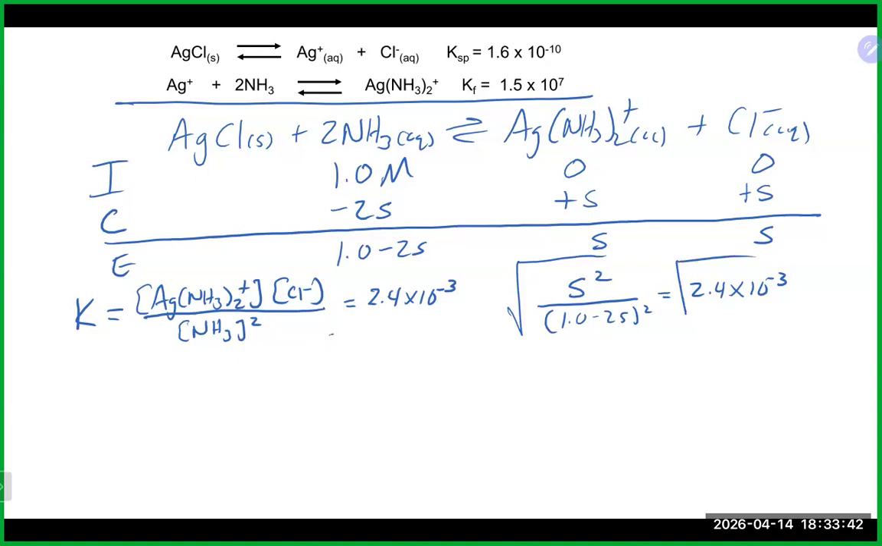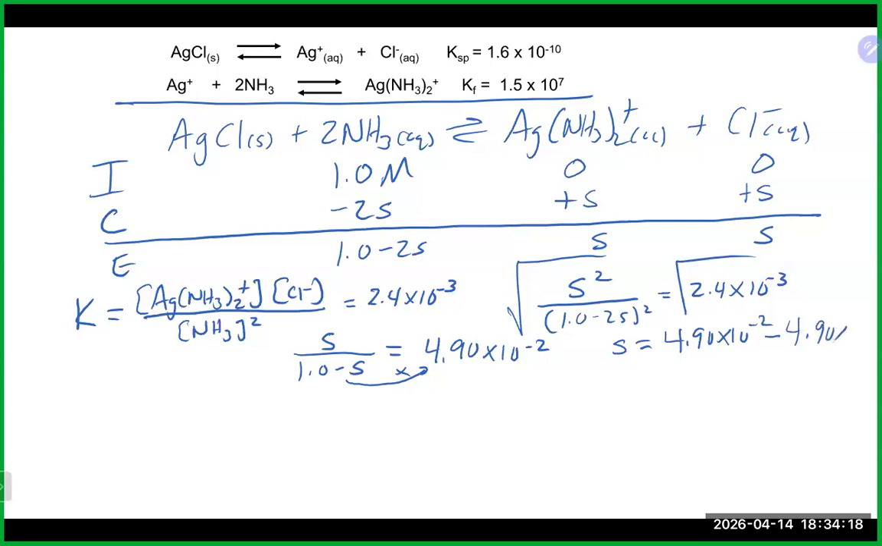And that's going to get me S divided by 1 minus 2S is equal to, should not forget to take the square root of that side there. Going to get me 4.90 times 10 to the minus 2. We're going to multiply this to the other side, and that will get me S is equal to 4.90 times 10 to the minus 2 minus 4.90 times 10 to the minus 2 times 2S.